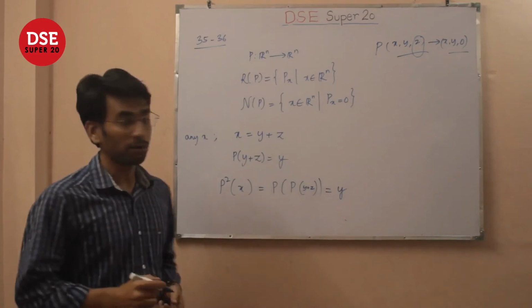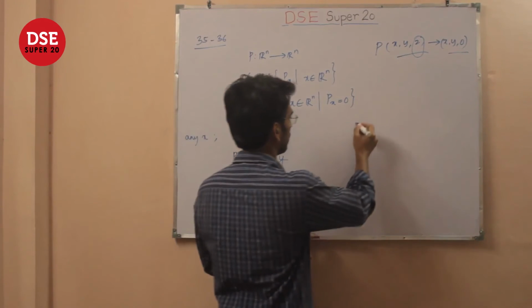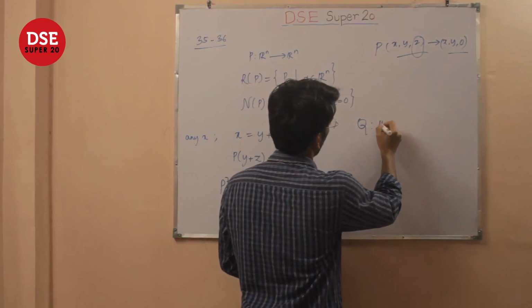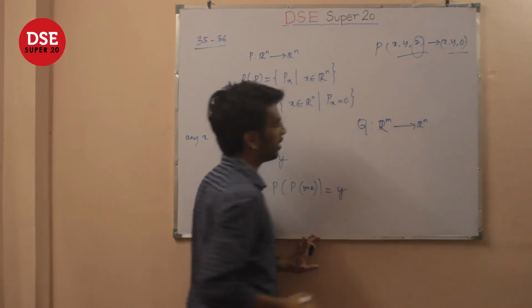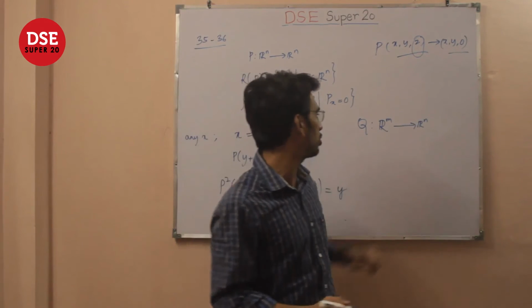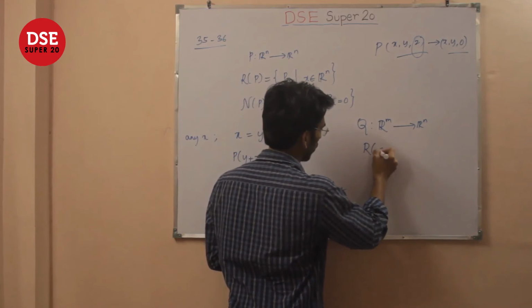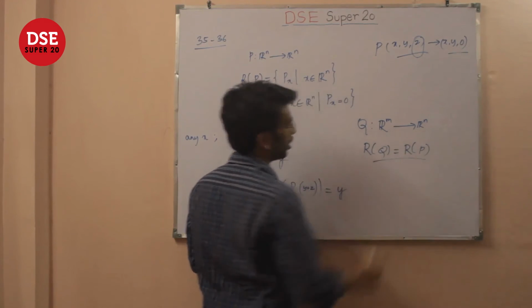Now coming to question 36. In this question, we are given another transformation Q, which goes from Rm to Rn. These are Euclidean spaces with m dimension and n dimension. And we are also given the condition that the range of Q is equal to the range of P, and this is crucial here.